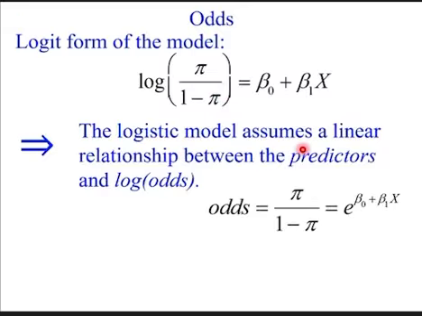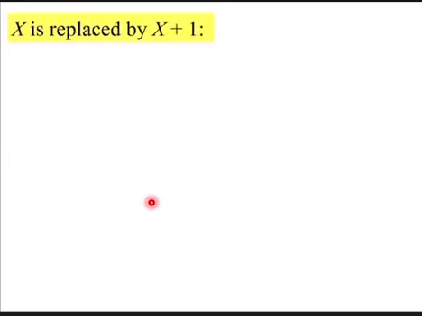Logistic model assumes a linear relationship between the predictor and the log odds. It does not have a linear relationship between the predictor and the response variable. No, the response variable is categorical. Does that make sense? Okay. Now, how do we interpret the slope in logistic regression?